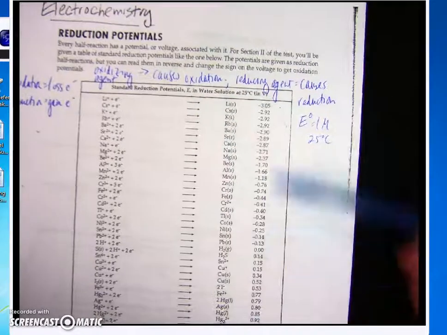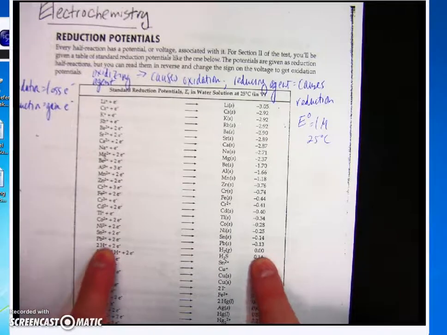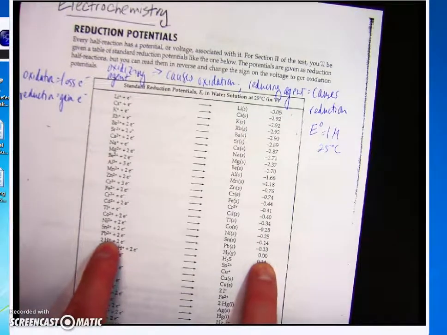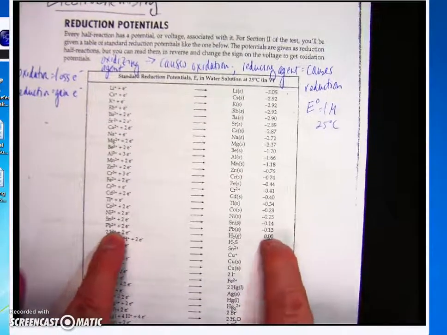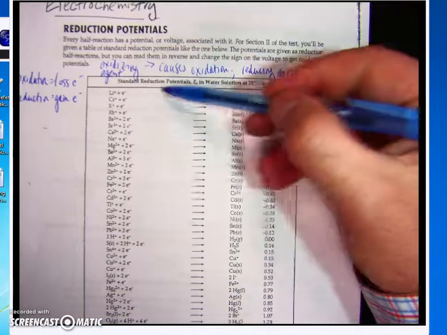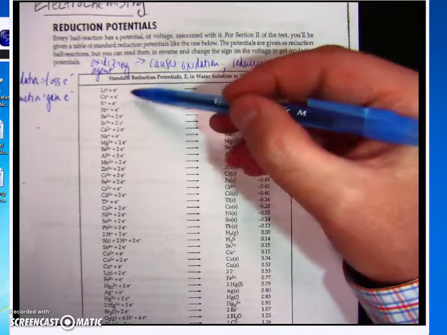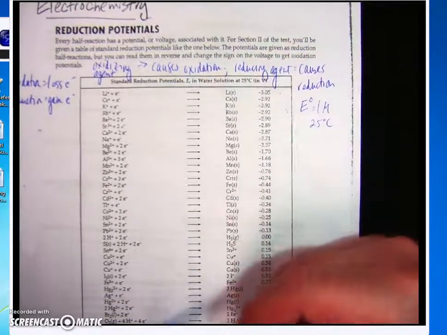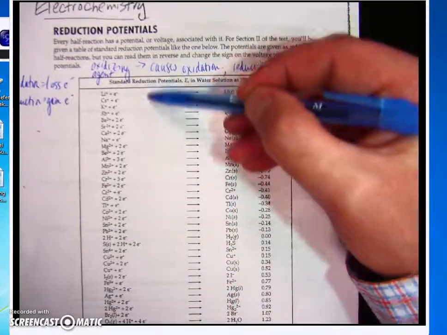All of these values are actually relative to the element hydrogen. If you notice, the hydrogen has a value of 0 on this chart. So everything else is relative to that element. So as we go down the chart, they become better at gaining electrons.